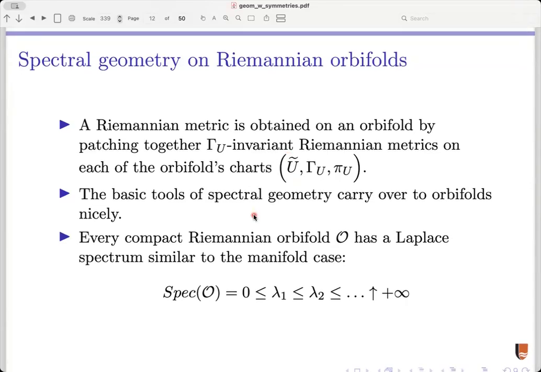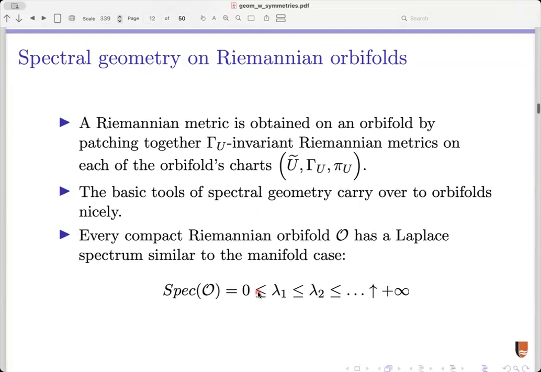And similarly, you can carry over the tools of spectral geometry to orbifolds. The spectral theorem extends to the orbifold setting. So here, once we have our Laplace operator, we can look at its spectrum. And just like in the manifold case, the Laplace spectrum of the orbifold is going to be a sequence of non-negative real numbers heading off to positive infinity, where each eigenvalue has at most finite multiplicity. So we can talk about the spectral geometry of orbifolds.